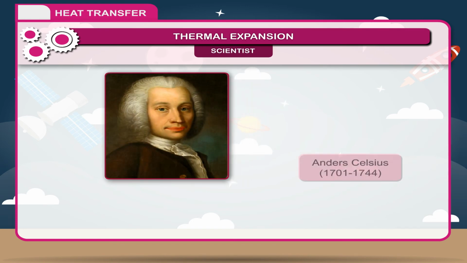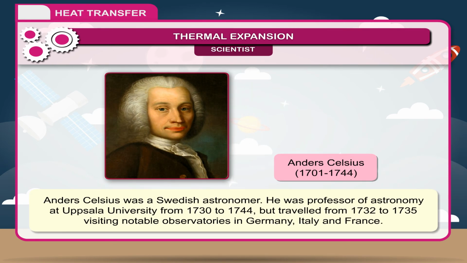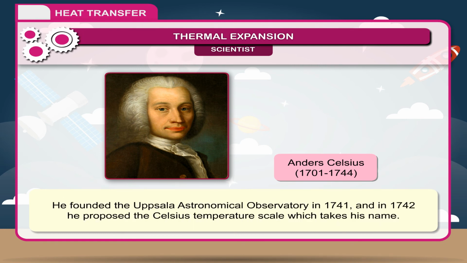Scientist: Anders Celsius was a Swedish astronomer. He was professor of astronomy at Uppsala University from 1730 to 1744 but travelled from 1732 to 1735, visiting notable observatories in Germany, Italy and France. He founded the Uppsala Astronomical Observatory in 1741 and in 1742 he proposed the Celsius temperature scale, which takes his name.